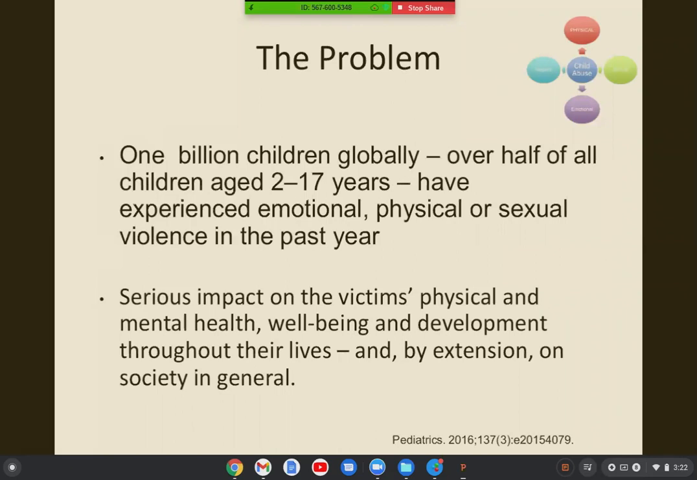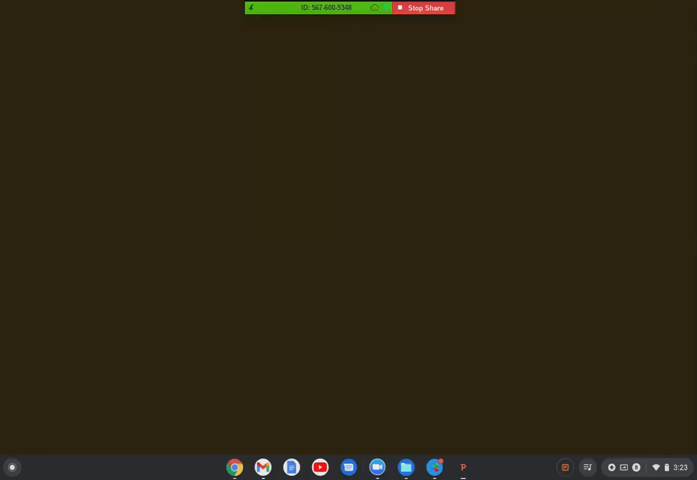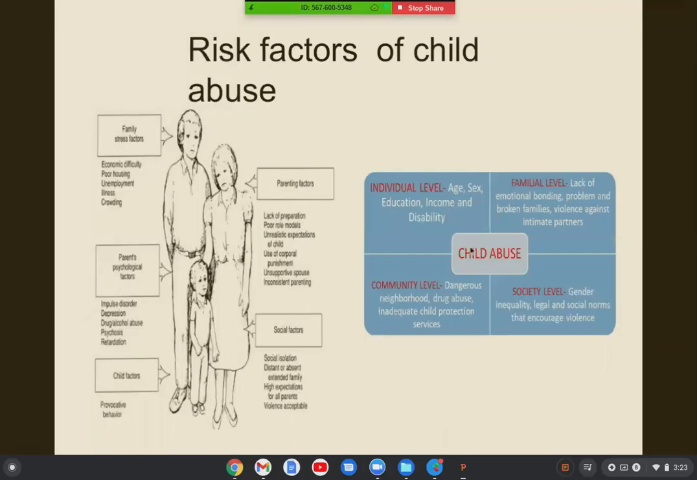Now, the problem of child abuse is a global problem, with over half of the children aged 2 to 17 years having experienced emotional, physical or sexual violence in the past year. It has a serious impact on victims' physical and mental health, well-being and development throughout their lives, and by extension on society in general. Risk factors are at the individual level, familial level, society level, and community level.